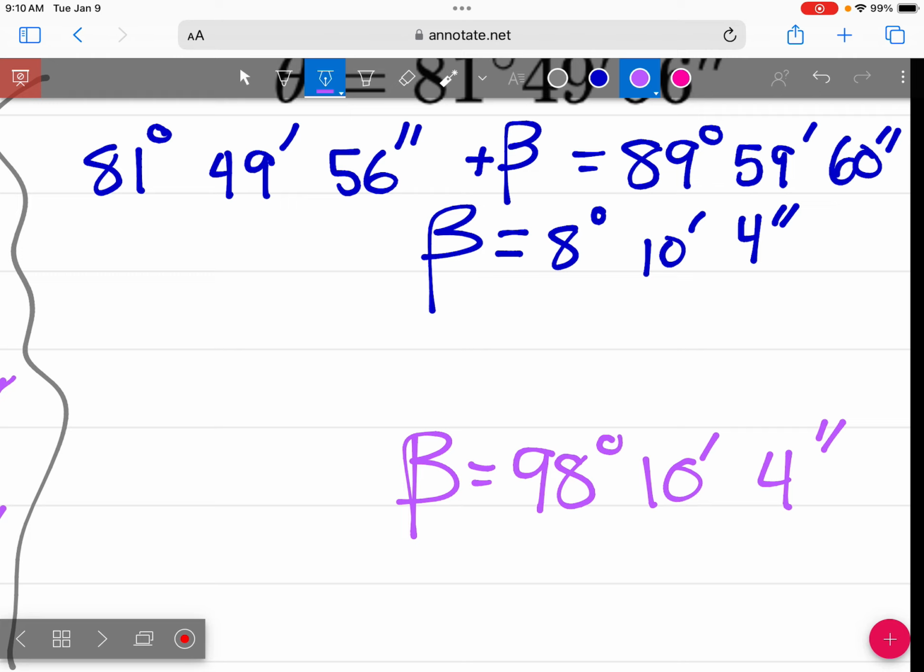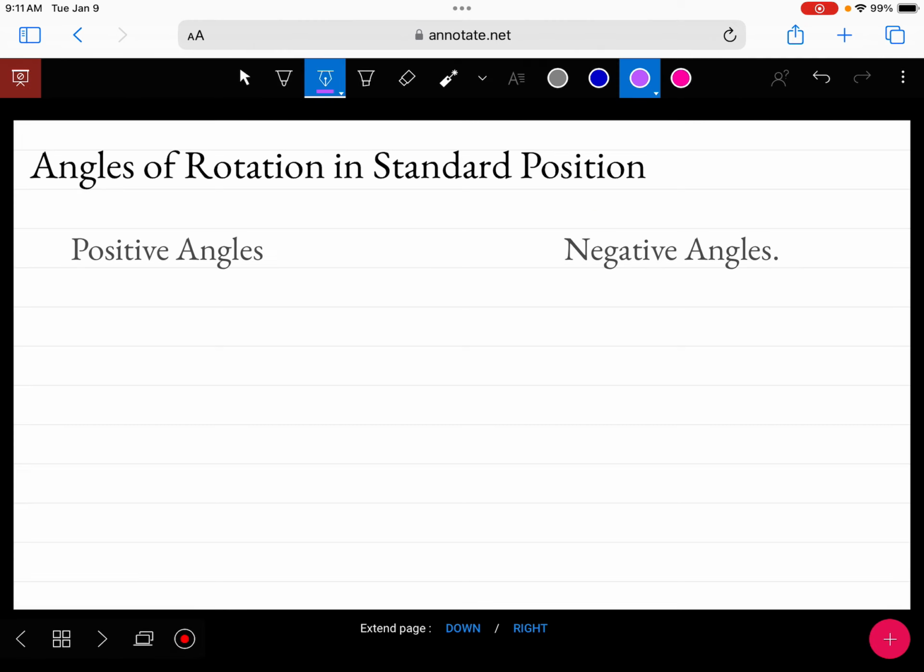So we're going to be talking about angles a lot. So we need to be able to have common wording on what we intend when we're talking about angles. So we're going to talk about angles of rotation. And we're going to be naming and sketching angles a lot today.